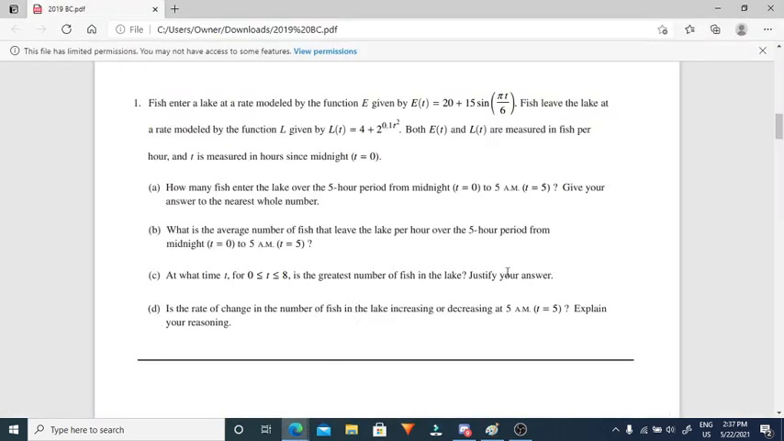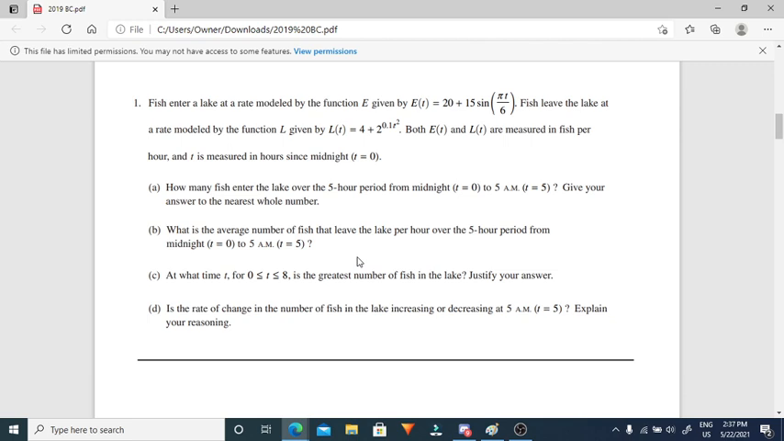Then part D. Is the rate of change in the number of fish in the lake increasing or decreasing at 5 a.m.? So in order to answer this one, and it says explain your reasoning, we can kind of use logic. So it's asking, is the rate of change in the number of fish in the lake increasing or decreasing?